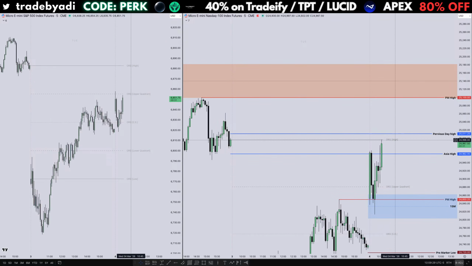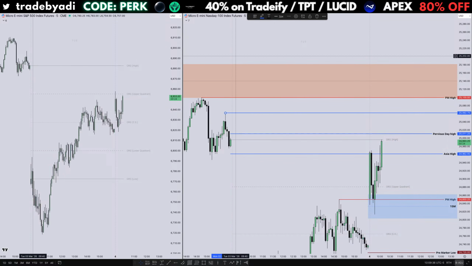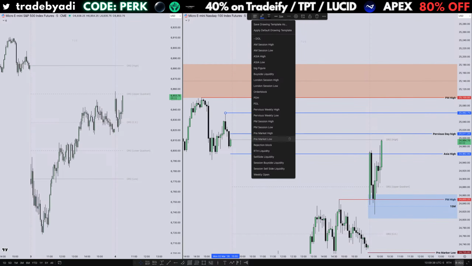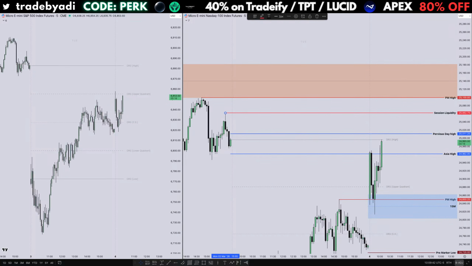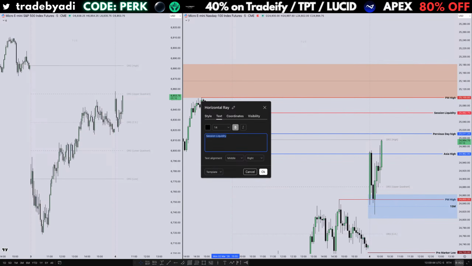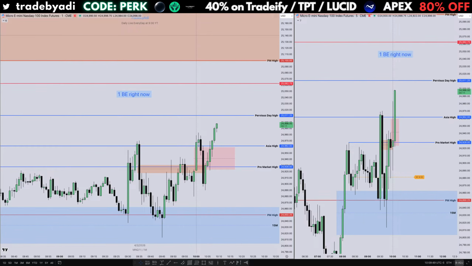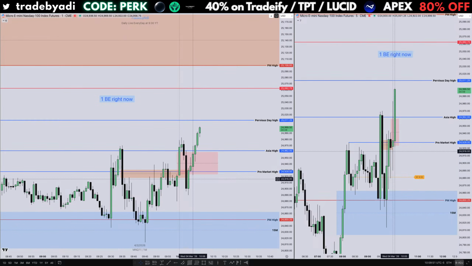And price also tapped the previous day's opening range high. And this is the nearest high, an RTH high, RTH liquidity. Okay, I have kept my SL over here on this low.